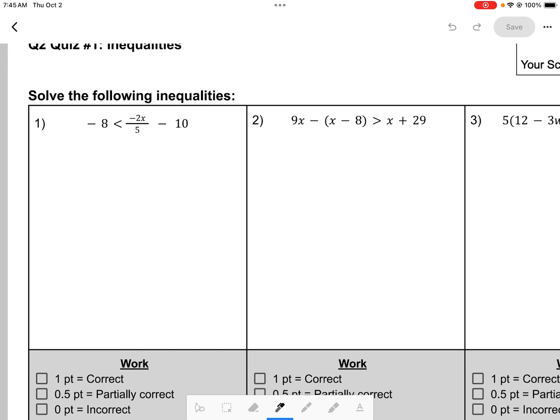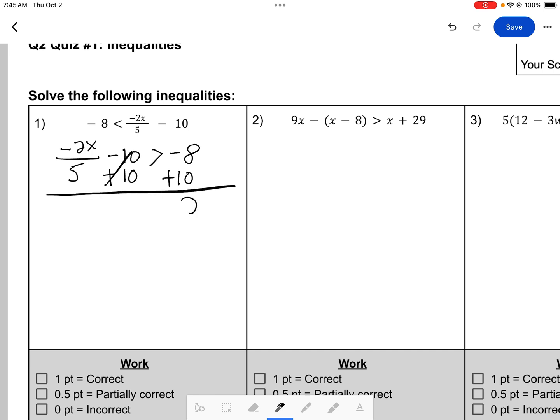And when I do that, that gives me negative 2x over 5 minus 10 is greater than, notice how I keep that sign the same, even though I'm changing the variable to the other side, the open part stays with the negative 2x over 5, and then minus 8. Now, we solve this just like we would solve any normal equation. I'm going to try and get the negative 2x over 5 by itself, so I'm going to add 10 to both sides.